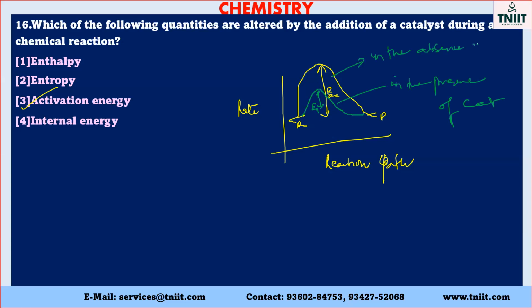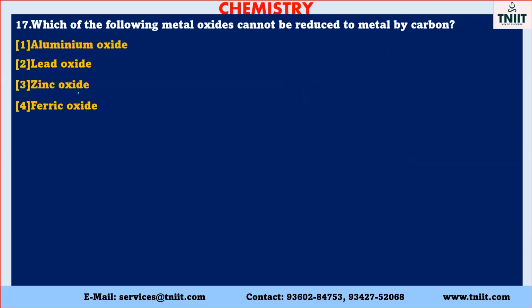So in the absence of catalyst, energy of activation is high. In the presence of catalyst, energy of activation is decreased. Therefore, the only thing altered in the presence of catalyst is energy of activation. Option 3. The next question: which of the following metal oxides cannot be reduced to metal by carbon?